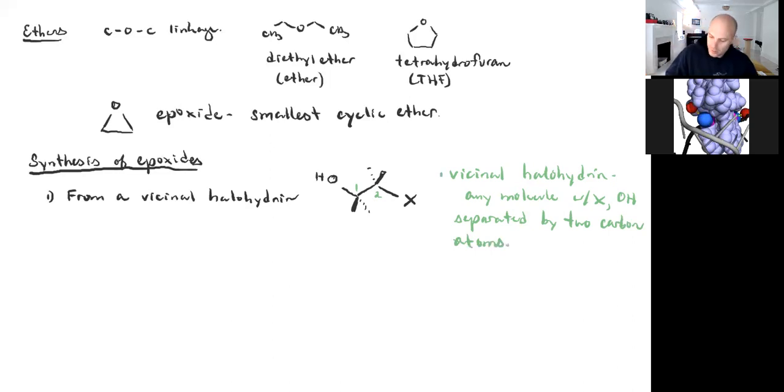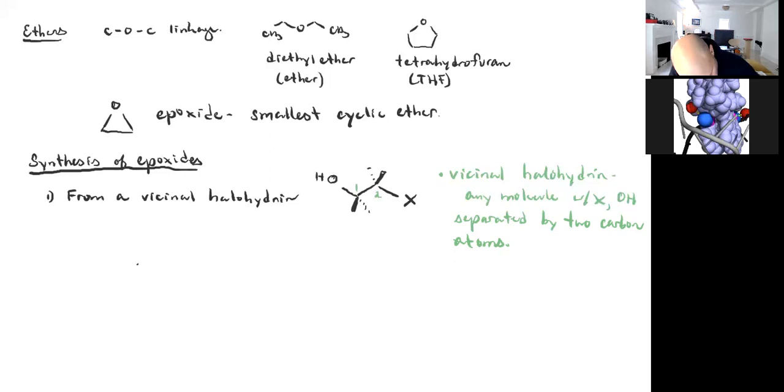And so we know how to make these. We said that if we reacted bromine with an alkene in water, we would get opening of the bromonium ion by water. And then we can take these halohydrin products and convert them to an epoxide. The way we do that is just by treating with a little bit of base.